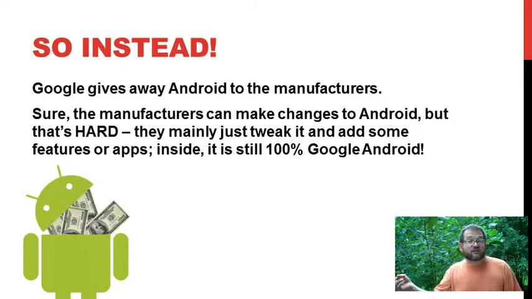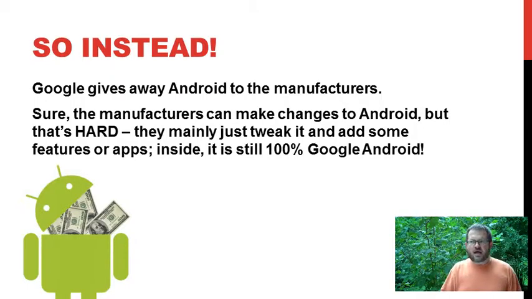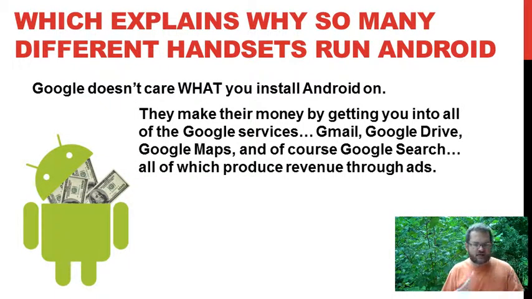In practice, the manufacturers can make whatever changes they want to Android, but in practice, it wouldn't be easy. Mostly the manufacturers just make superficial changes. They put different widgets and different icons on and stuff like that. And under the covers, it's still 100% Android, which explains why so many different kinds of handsets, HTC and Samsung and all kinds of weird Chinese brands and so on, all run Android. Because Google gives it away.